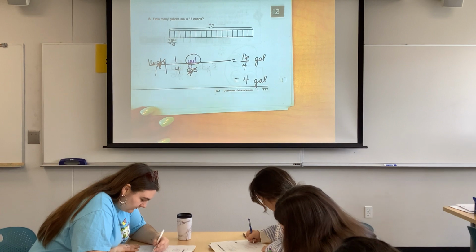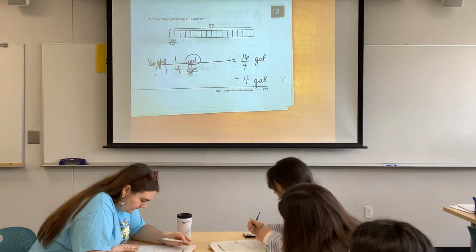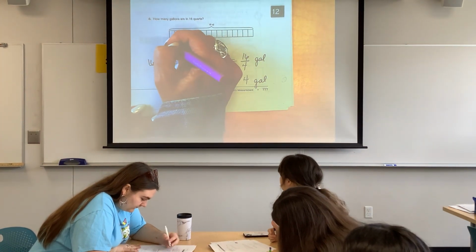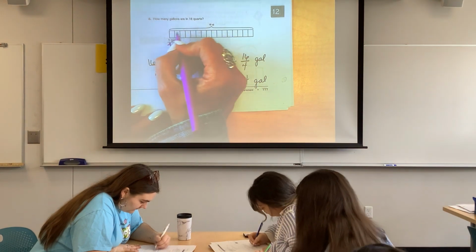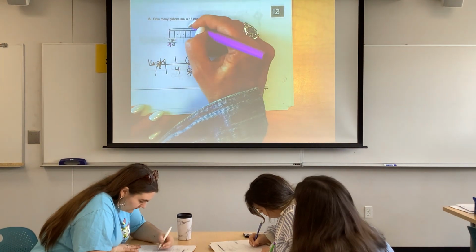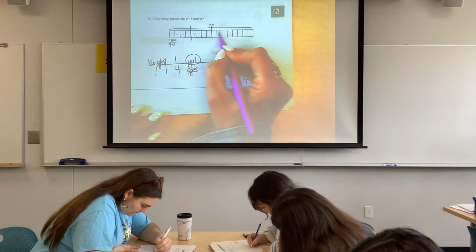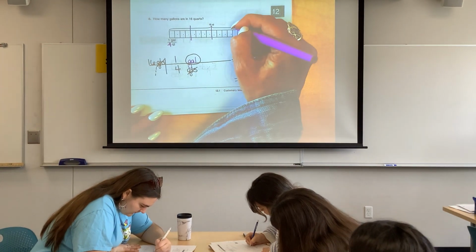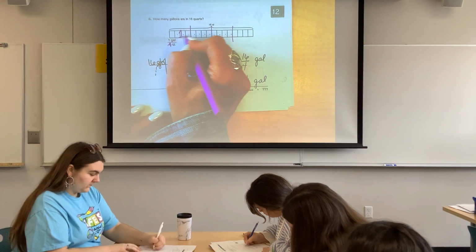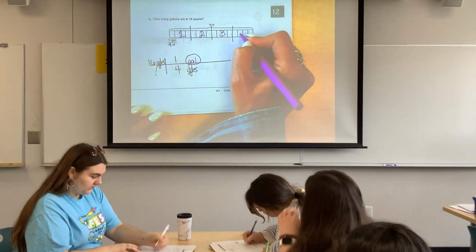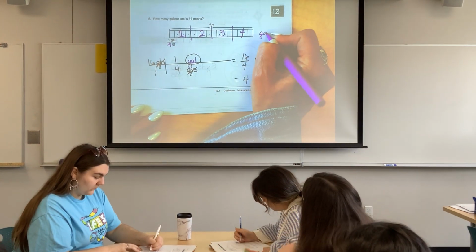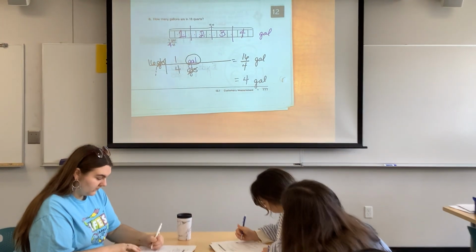So 4 gallons. So if we were doing it with the strip diagram, I know that there's 4 quarts in a gallon. So 1, 2, 3, 4. Mark it off. 1, 2, 3, 4. So I have 1, 2, 3, 4 gallons. So we can show it in 2 different ways.